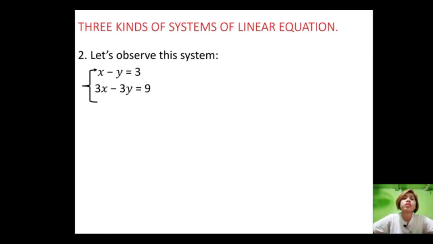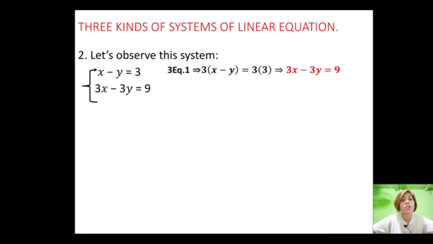Let's observe the second system. So, the equation 1 is x minus y is equal to 3. And then the second equation is 3x minus 3y equals 9. So, try ulit natin. Ano kaya pwedeng integer ang i-multiply sa first equation para maging kagaya siya ng second equation? Tingnan natin. So, upon thinking critically, siguro po ang dapat po i-times natin ay 3. So, times natin yung equation 1 by 3.